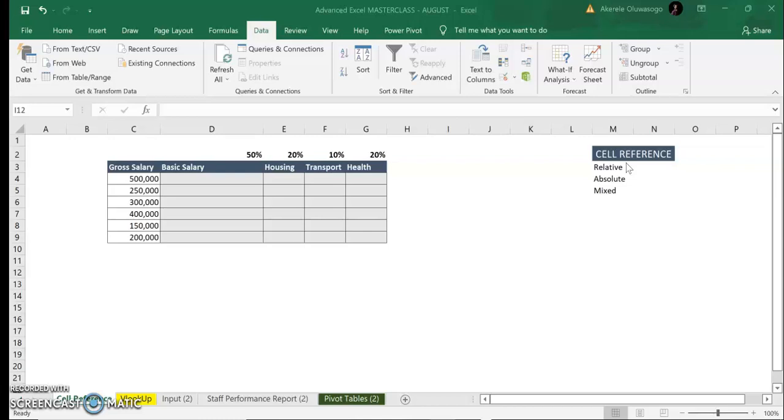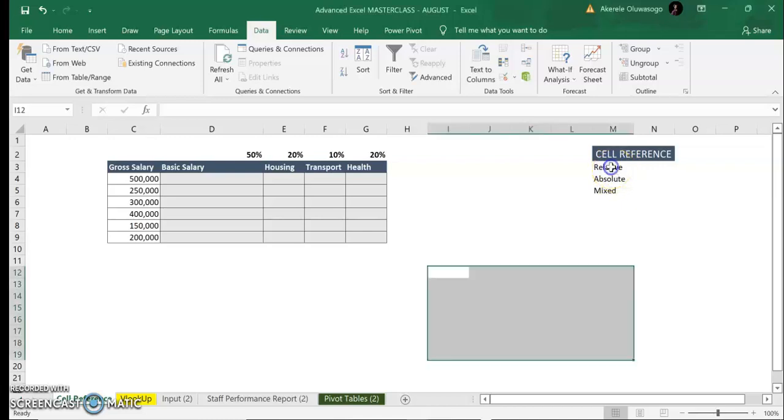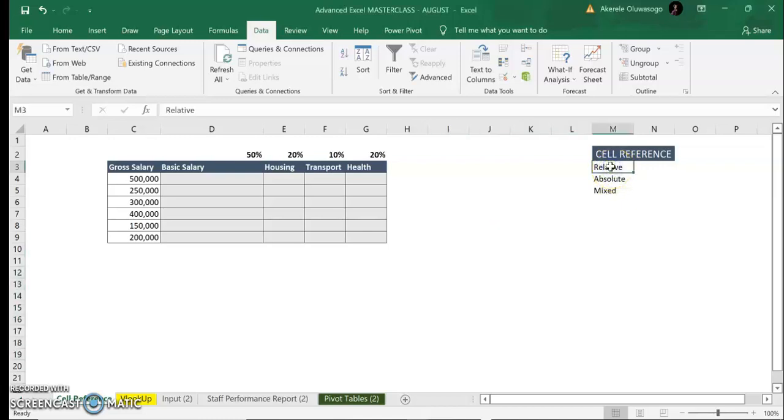So what do you understand by relative cell reference? Relative cell references are the cell references that move with the formula. When the formula is moving, the cell address also moves along with the formula. By default, Microsoft Excel uses relative cell reference. That is why you can copy them or auto-fill formulas in Excel.